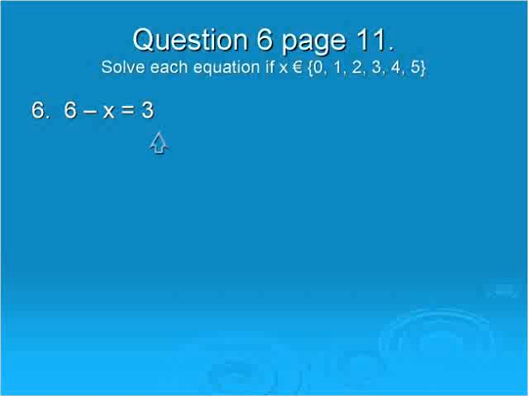6 minus x is equal to 3. So we can plug in all these numbers. 6 minus 0 equals 6. 6 minus 1 equals 5. 6 minus 2 equals 4. I mean, we can do this. With this type of equation, we can almost guess just by looking at it.